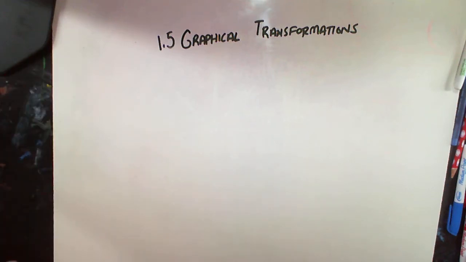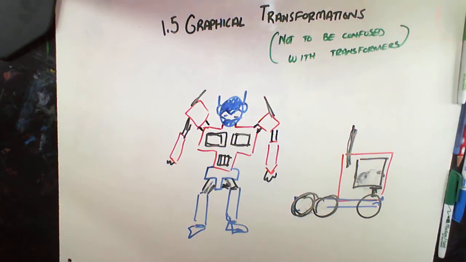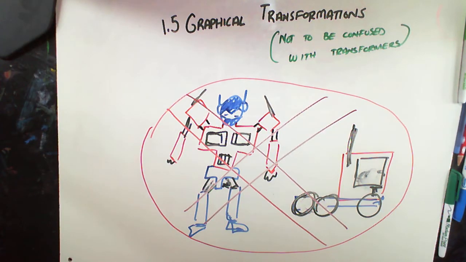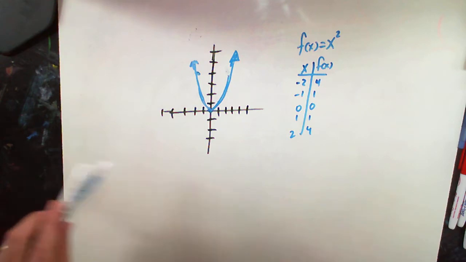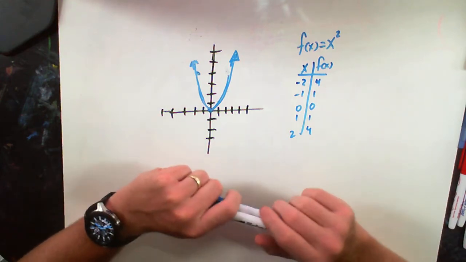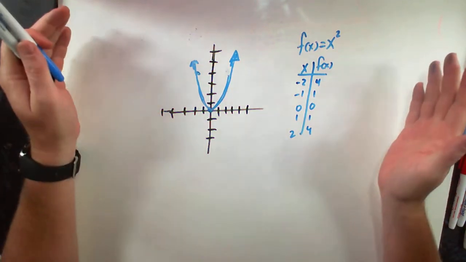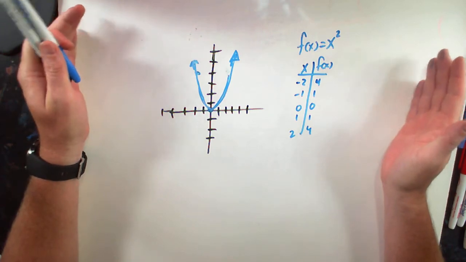This evening we will be studying Unit 1.5, Graphical Transformations. Not to be confused with transformers. While we talk about transformations, we are going to talk about them in terms of our basic parent functions.